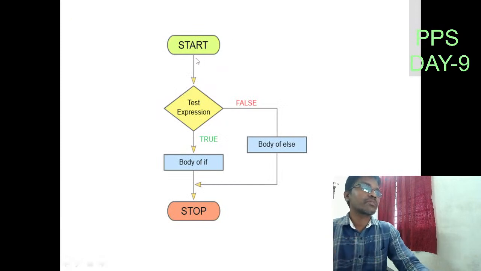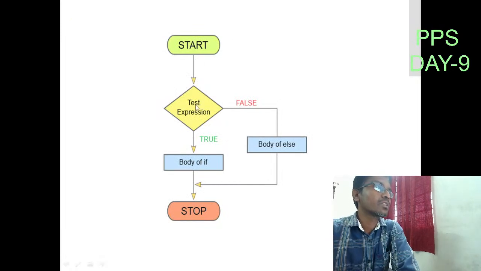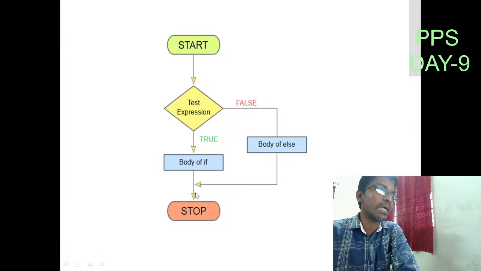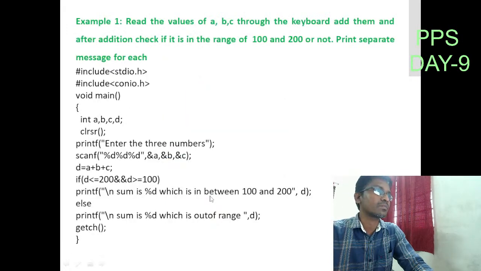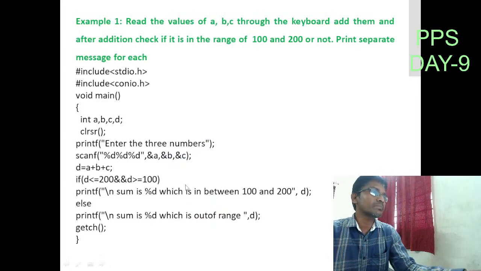So this is a flowchart for the if-else statement. If the condition is true, then it will execute the true block. If the condition is false, then it will go to the else block and execute the statements in the else block. After that, it will terminate. So if the condition is true, it will execute the true block and stop. And if the condition is false, it will execute the else block and stop the process. And this is a program.